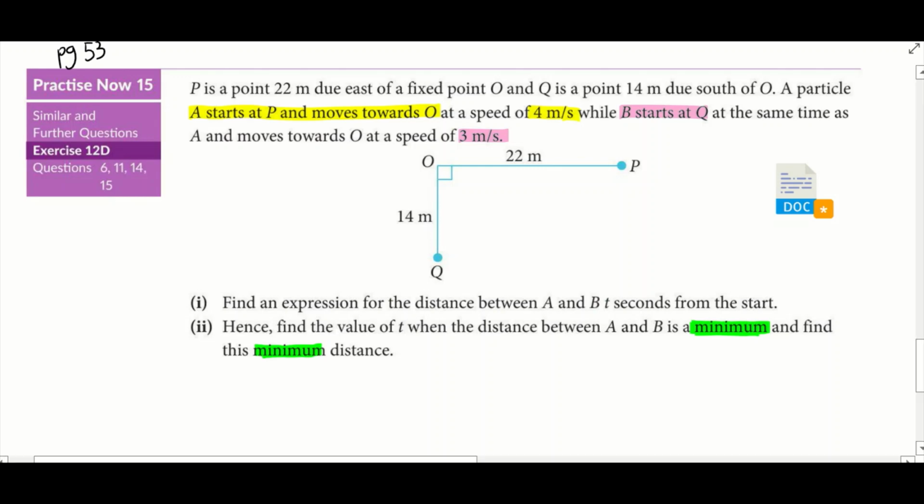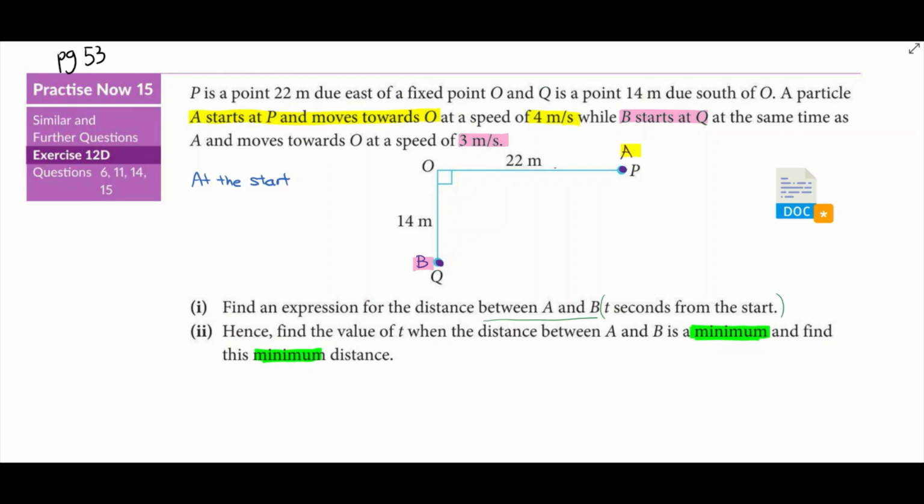Find the expression of our distance between A and B t seconds from the start. First of all, where are A and B at the start? According to the question, A starts from P and B starts at Q. Now then we ask ourselves the next question: where would A and B be t seconds from the start?